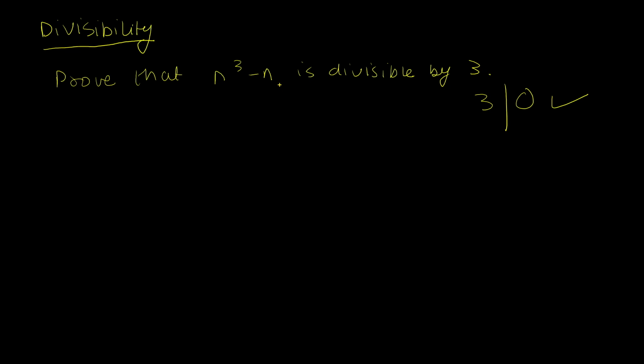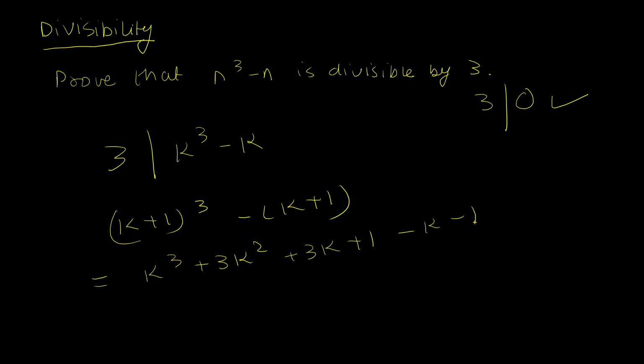I'm going to assume that k cubed minus k is divisible by 3. And I want to be able to show that (k plus 1) whole cubed minus (k plus 1) is also something divisible by 3. So we can just expand to show that this is going to be k cubed plus 3k squared plus 3k plus 1. And I'm just going to write minus k minus 1, expanding it in.